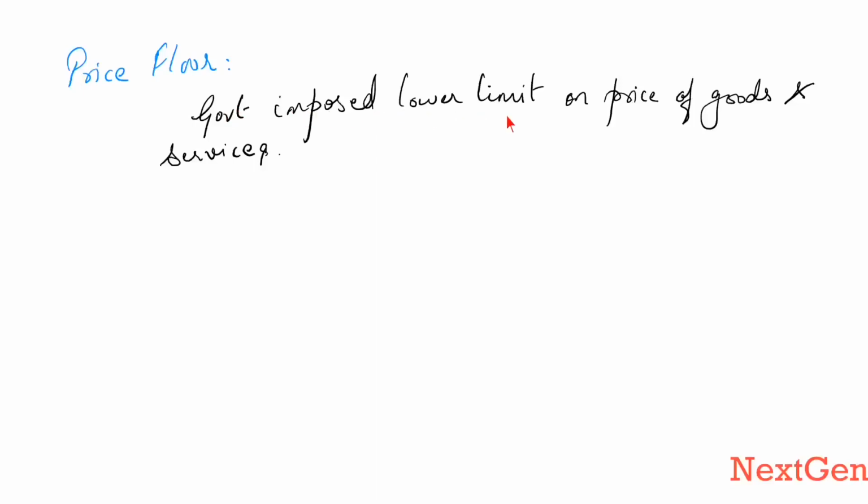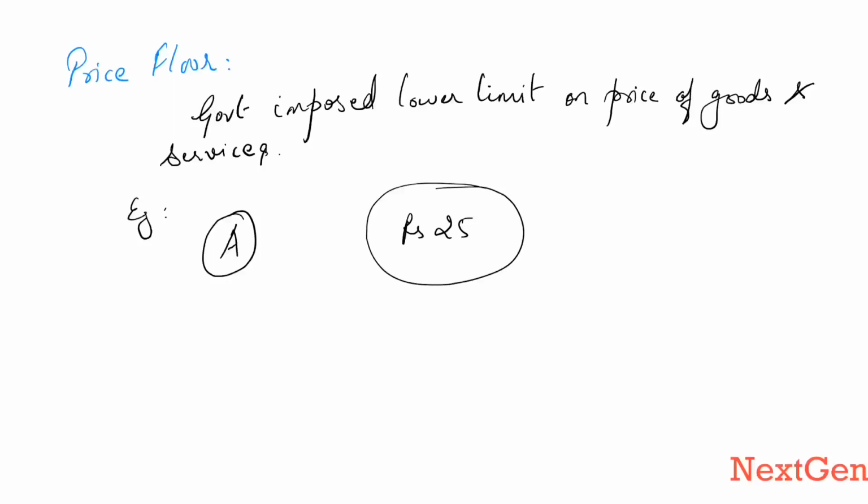Now, what is a price floor? It is the government imposed lower limit on price of goods and services. For example, suppose for commodity A, the government sets a lower limit or price floor of rupees 25. Then, no matter what the condition, you cannot purchase it or sell it below rupees 25. Below 25, not allowable. You must sell it at rupees 25 or above.